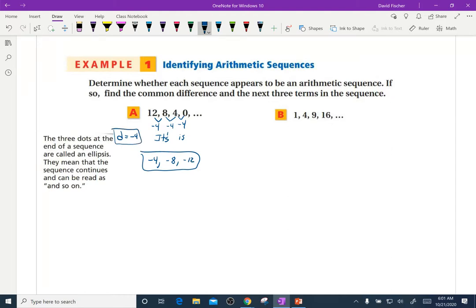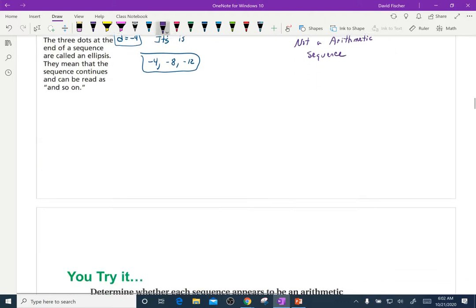Now it has to happen 3 times, so that's why they'll always give us 4 numbers to show us a pattern here. Okay, we have to have the difference happen a minimum of 3 times. Here it looks like I went up by 3, and then here it looks like I went up by 5. So not an arithmetic sequence. Because I have a 3 and a 5, I can just stop there. I can't tell what the next 3 numbers are.